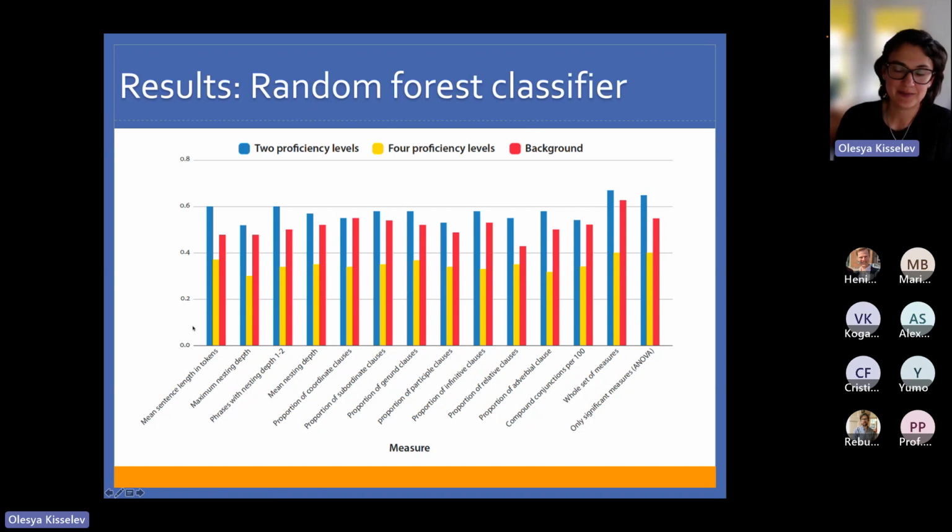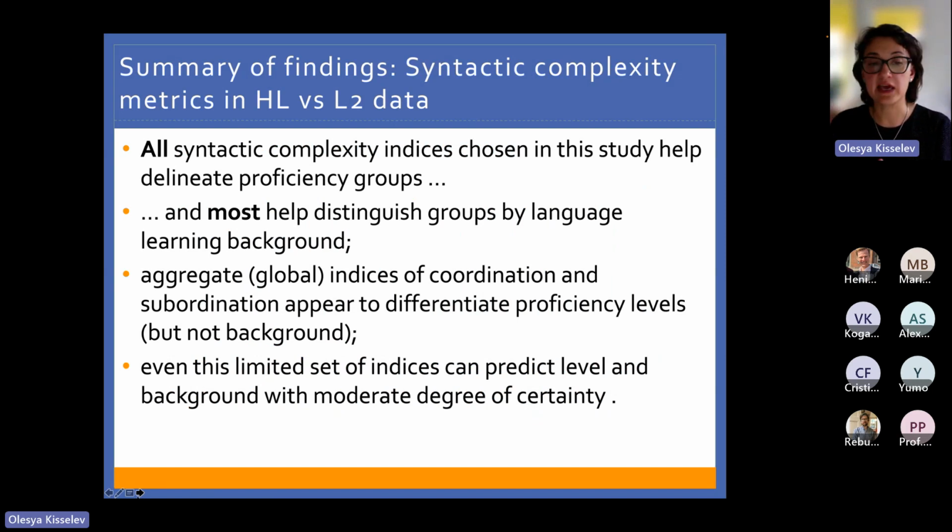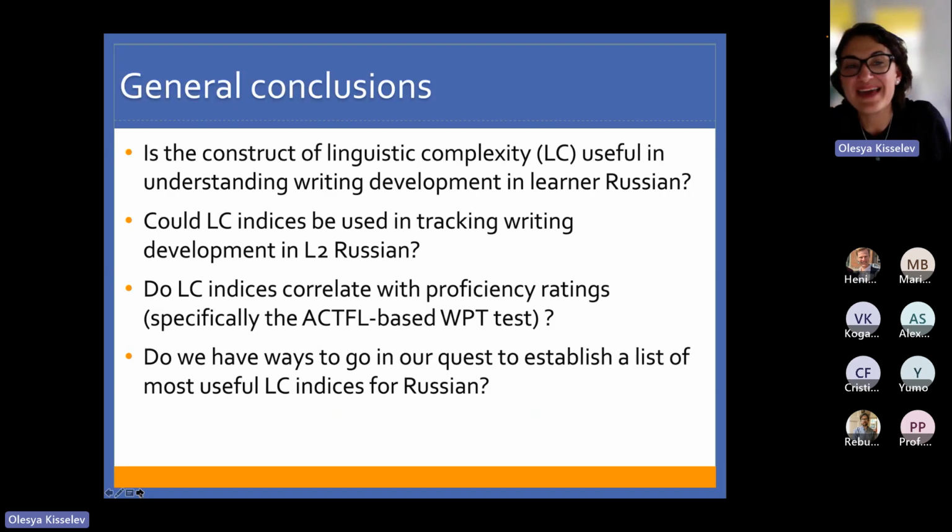It's just a first poke at the question, but it appears that we can not only use lexical and syntactic complexity measures to correlate them with growth over time, with placements in curricular levels, with proficiency levels, but we can even see correlations between some of these measures and language learning background, which I think has enormous implications for pedagogy, for assessment, and for linguistic theory. So even this limited set of indices could predict level and background with moderate degrees of certainty. And of course, that made us very happy.